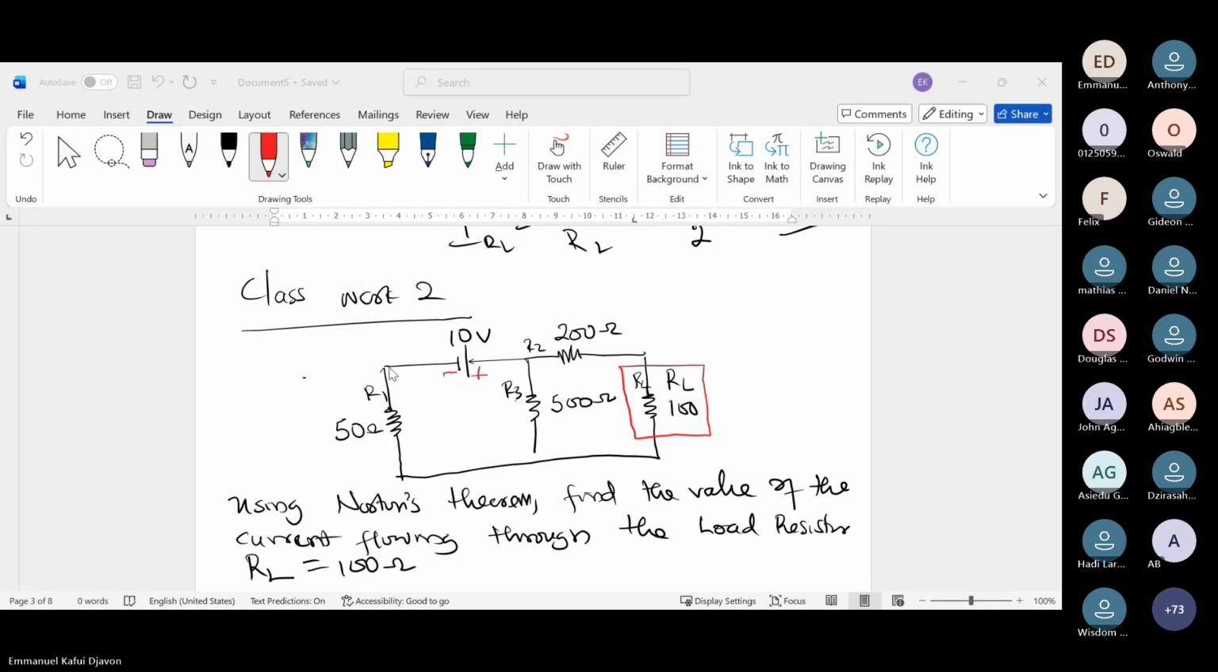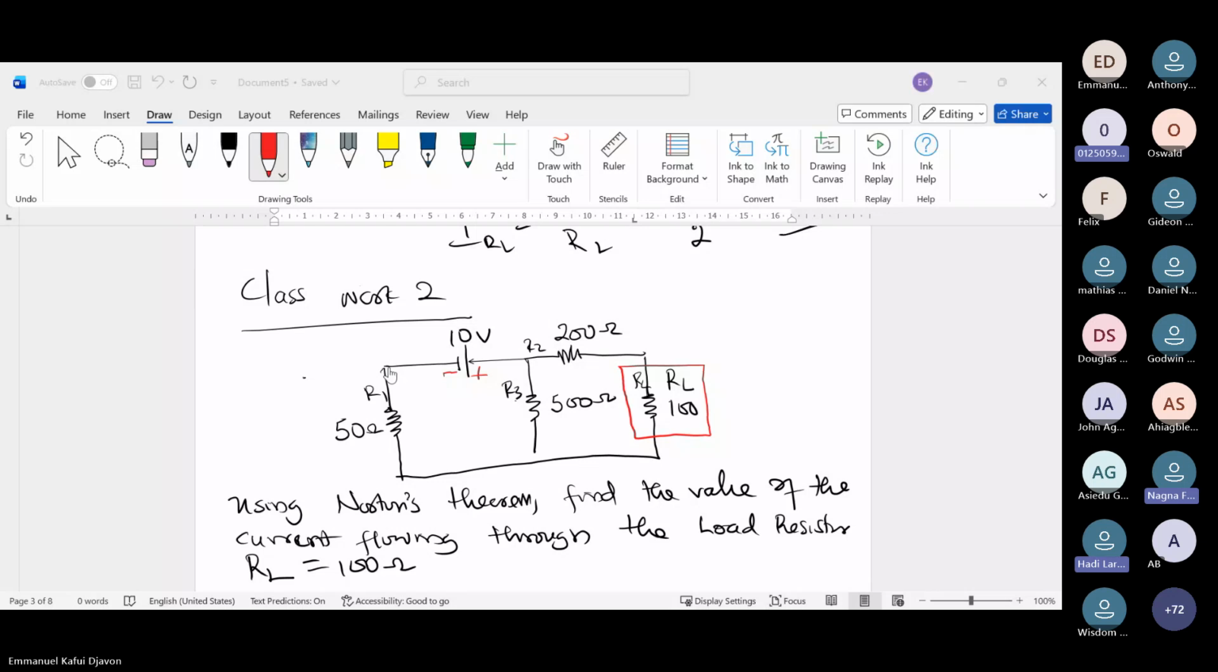Let's do the simple one, one after the other. We start with R1 and R3, which are parallel to each other. So it will be 50 times, why don't we do it 1 over R1 plus 1 over R2 plus 1 over R3. Then we find the LCM.